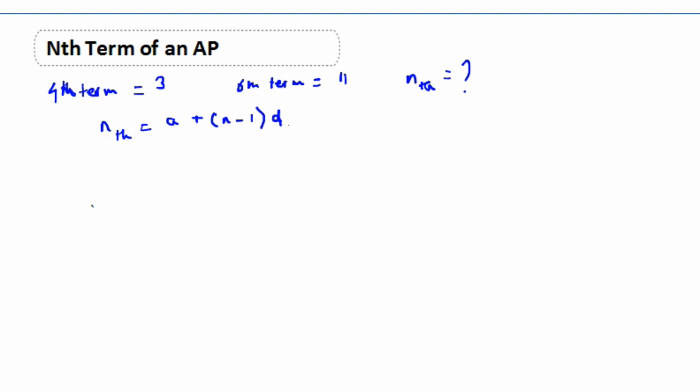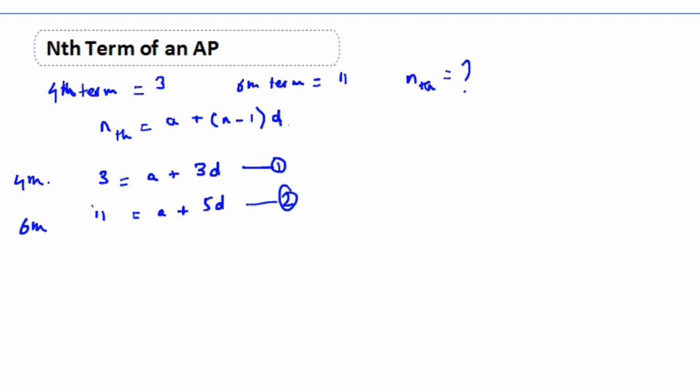We know that the fourth term is 3. So let me write that as a plus 3d is equal to 3. That is the fourth term, right? And the sixth term would be 11 equals a plus 5d, right? What we have got is a simultaneous equation with two variables. So it's easy to solve that, isn't it? So let me call this equation number 1, and this equation number 2.